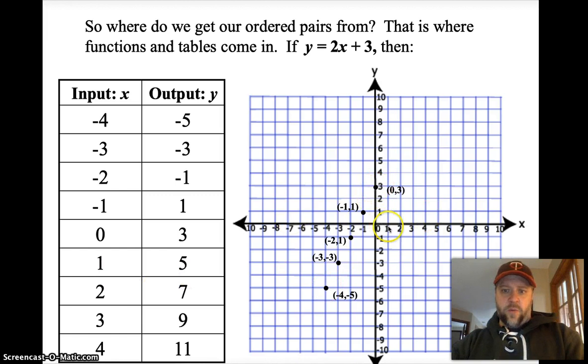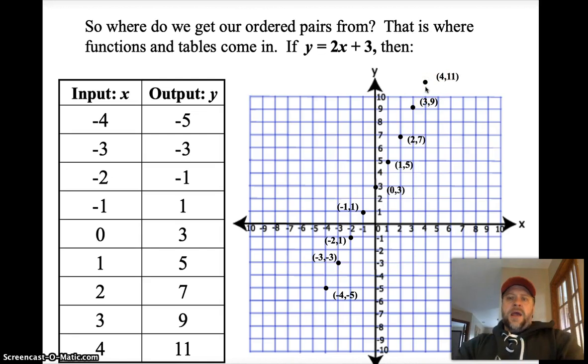1, 5. And then 2 and 7 goes up here. And then 3 and 9 goes up here. And 4 and 11, well, actually, that would go off my graph, but I can still put it in there. 4 and 11 goes here. What do we see? We see that all of these ordered pairs work together to make a line.